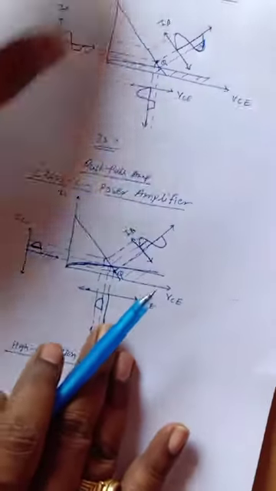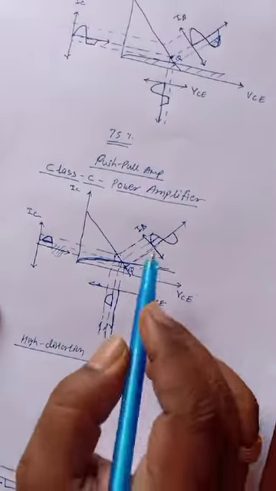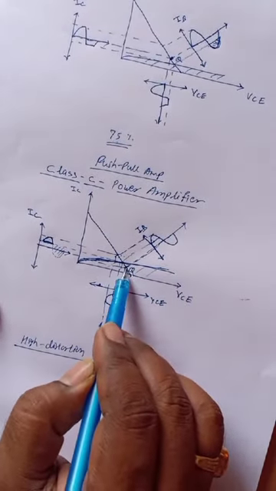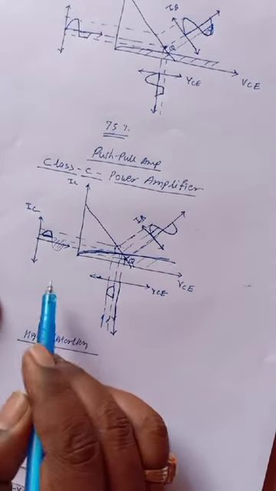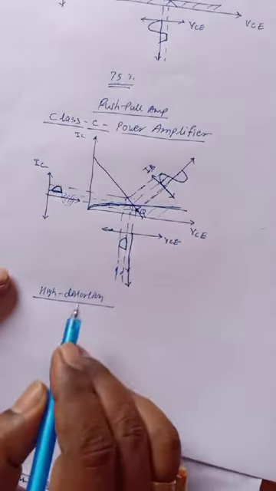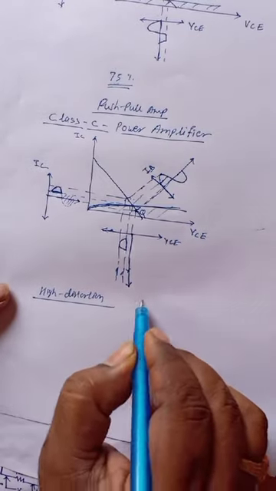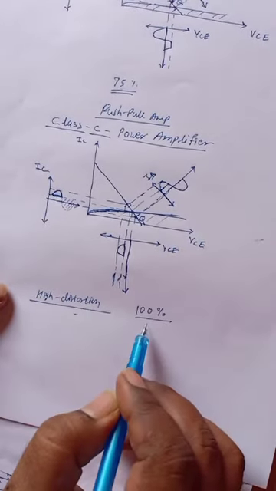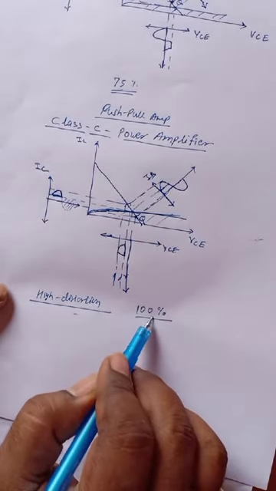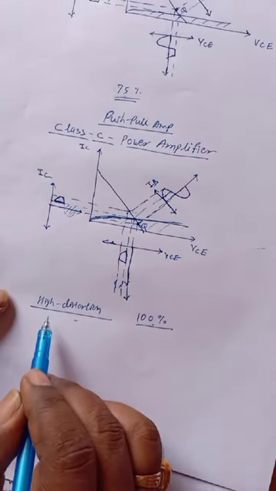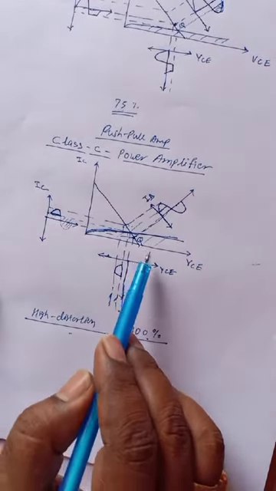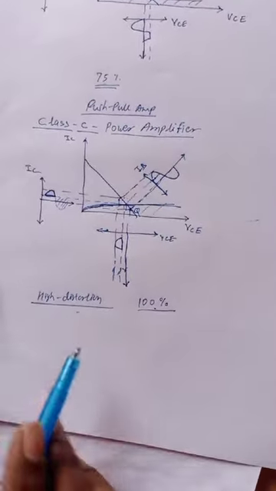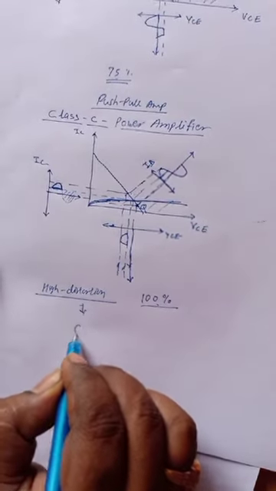So it has distortion, but the advantage is that for zero input signal the Q point is in cutoff, so the transistor is totally in the off state and there is no power loss. So its efficiency increases up to 100%. High distortion, but efficiency increases to 100%. This is the comparative point. The operating point is in the cutoff region. So this is the class C power amplifier, and it is used in oscillators.